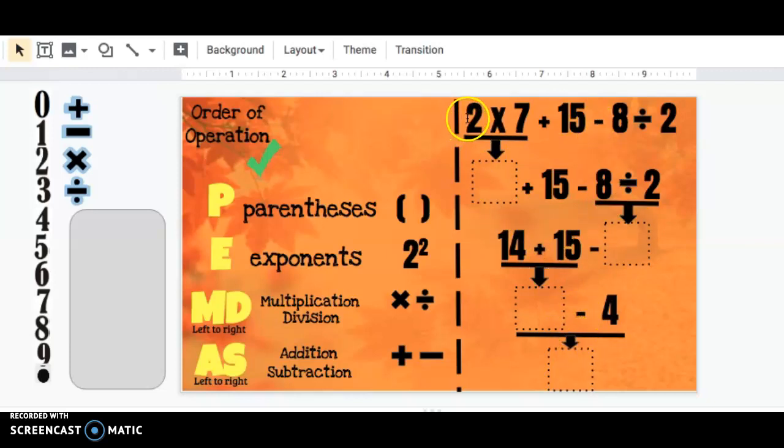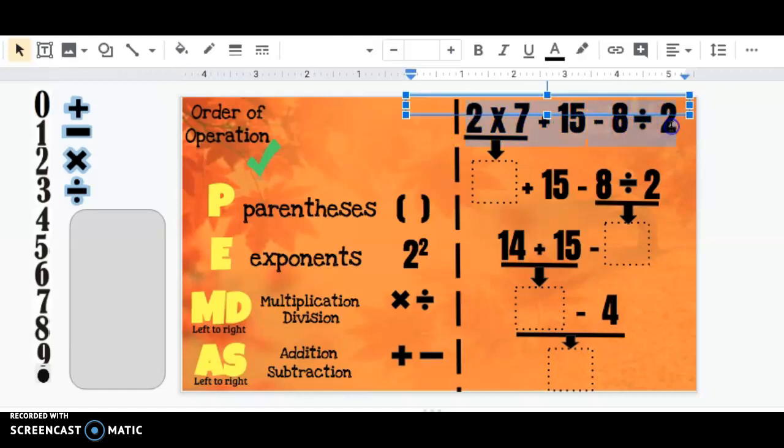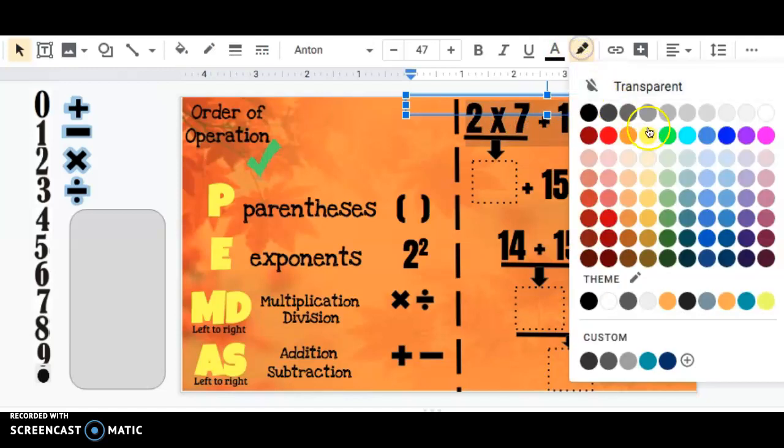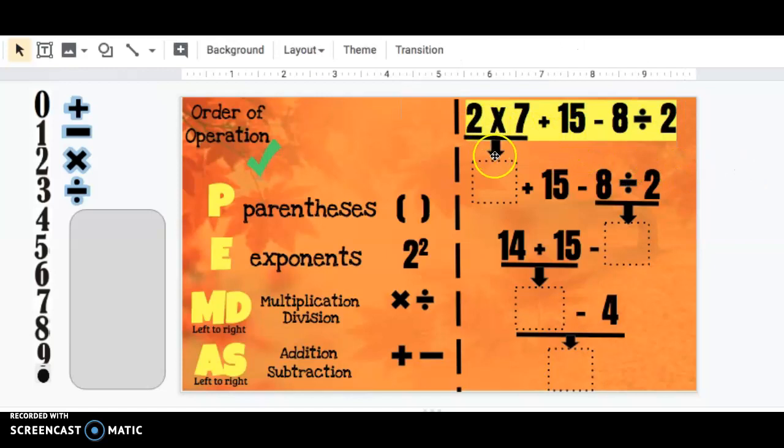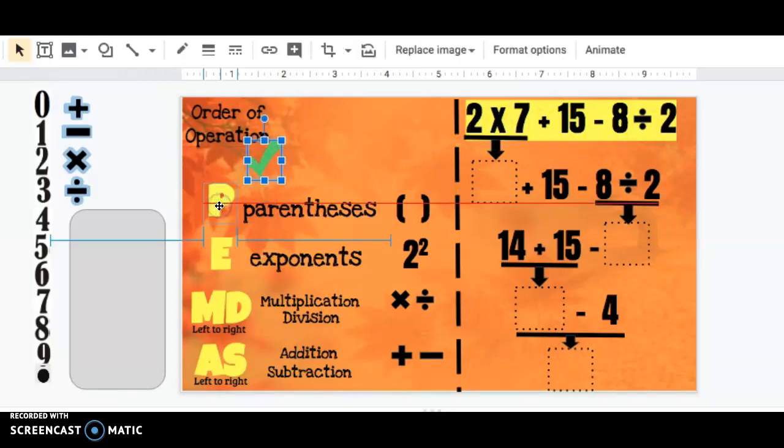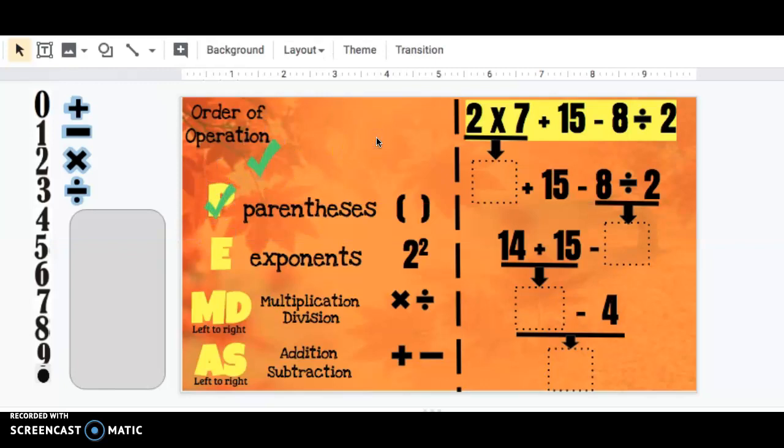But normally you're just going to get a problem that looks like this top row up here. I'll even highlight it and change the color of it so you know. This normally is all you would get. However, since it's the first time seeing it, I have broken it down step by step. So we're going to start off by looking for parentheses. And we're looking for these symbols. There's no parentheses here. So we can put a check over that P because we looked, we checked, we did it. Now we're looking for exponents.